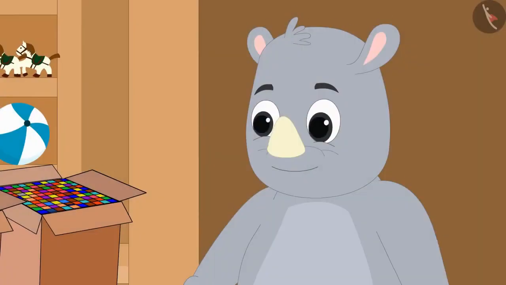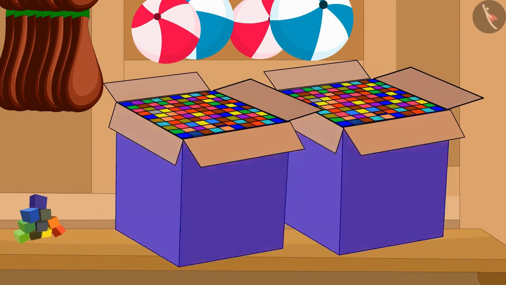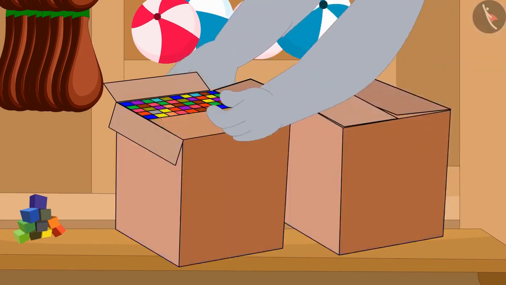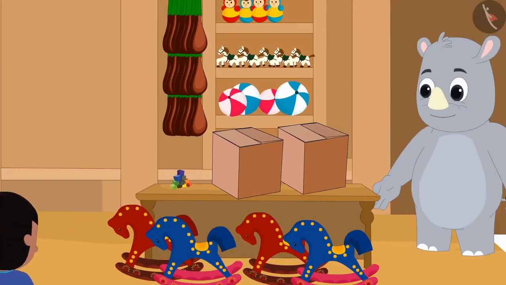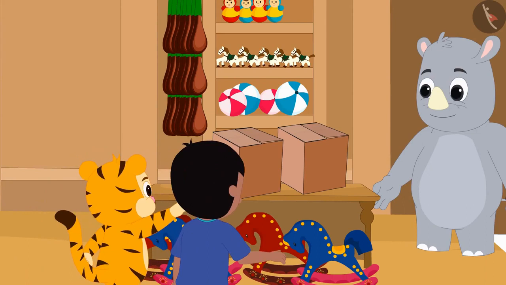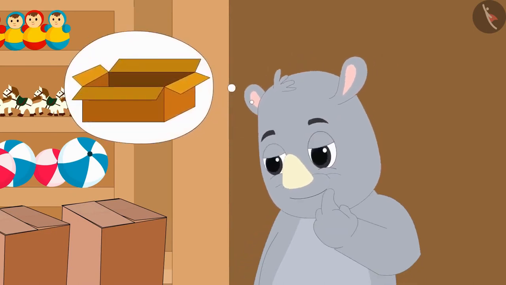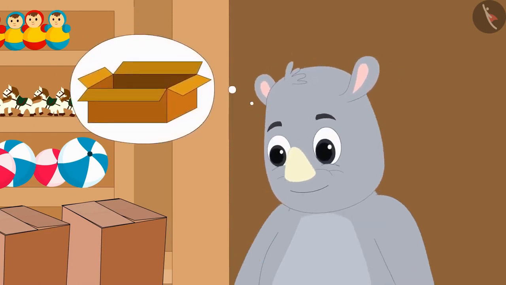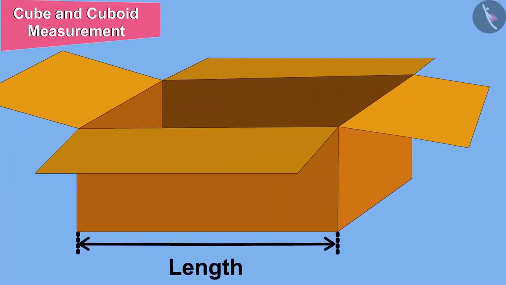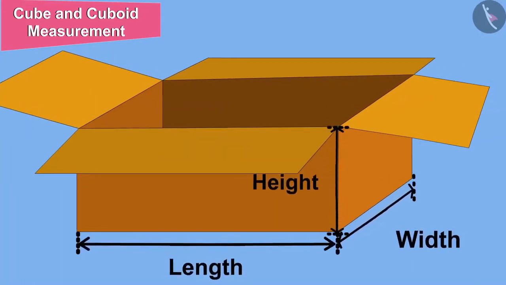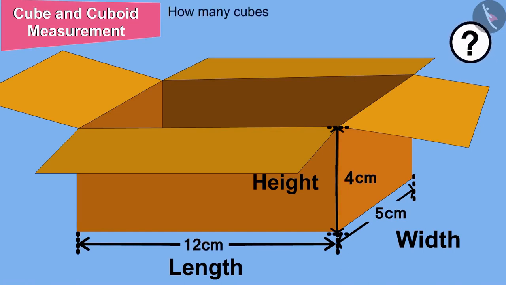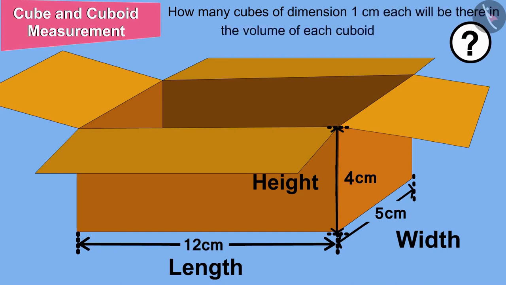1000 cubes. Gaggu packed 1000 blocks in the cube-shaped boxes each and started selling them. Within a few days, Gaggu's blocks became famous in the market. Now Gaggu thought that he would sell these blocks in cuboid-shaped boxes. Children, if the length, width, and height of the cuboid-shaped box purchased by Gaggu are as shown, can you tell how many cubes of dimension 1 centimeter each will be there in the volume of each cuboid-shaped box?